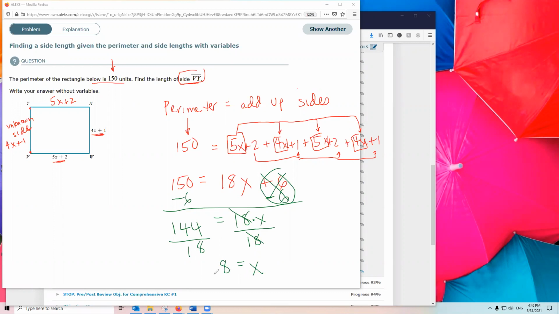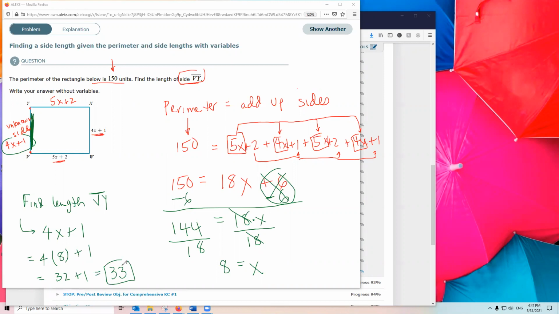All right, but we've got to go back to the original question. It said find the length of side VY. Well, VY is this side right here, which you know is 4x plus 1. So we have to calculate 4x plus 1. But we know x is 8. So it's going to be 4 times 8 plus 1. That's 32 plus 1. That's 33. So the answer to this question is 33.